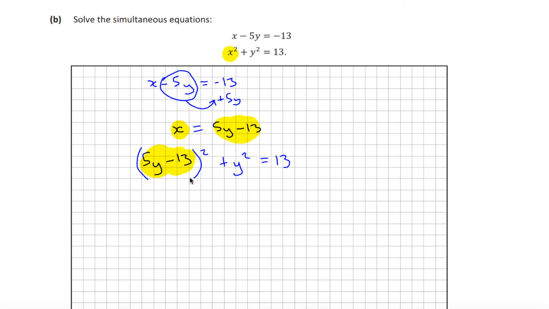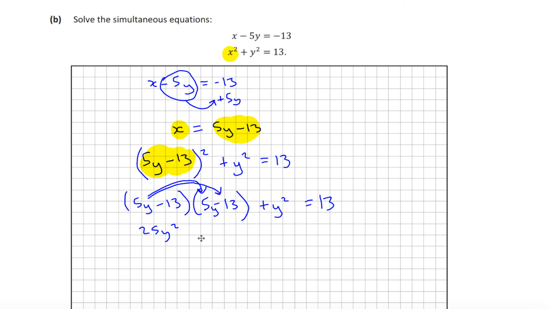So now I'm going to multiply this out. Now be careful, a lot of people just square the 5y and then square the negative 13. But if you've got a bracket squared, it's going to look like this. 5y minus 13 multiplied by itself. 5y minus 13. And then you still have your y squared is equal to 13. So I've got double brackets that I'm going to multiply. 5y times 5y is 25y squared.